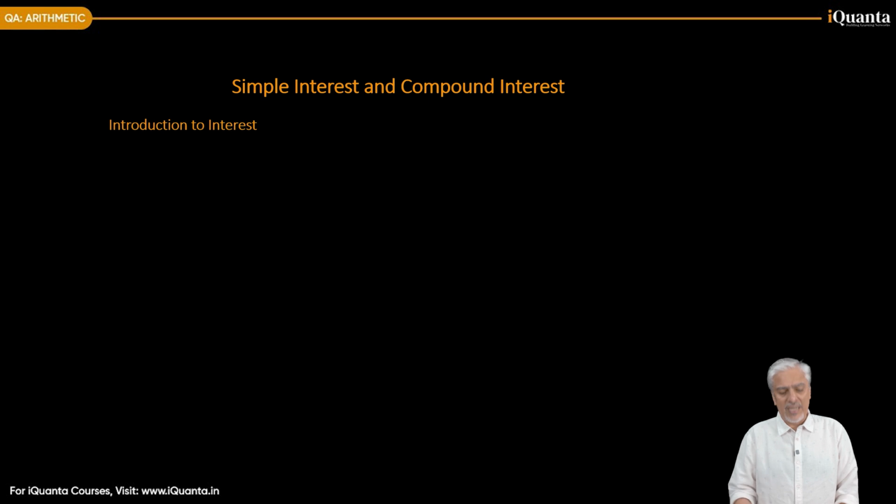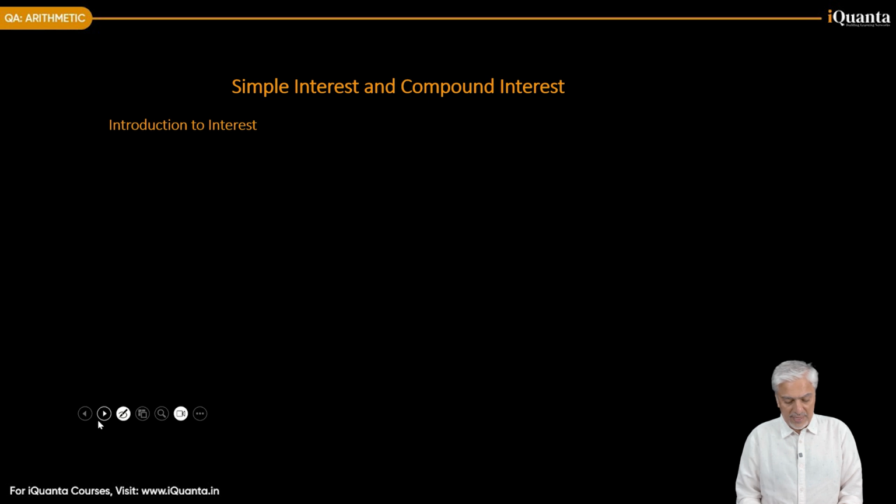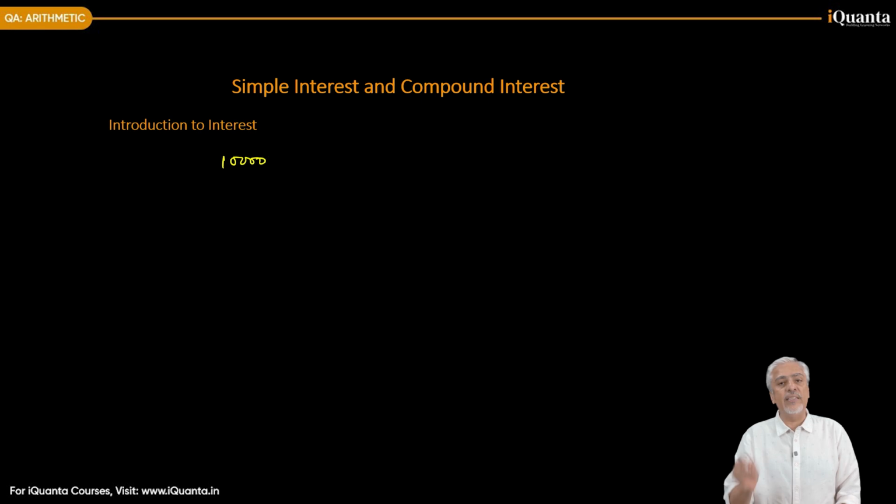So suppose I have 10,000 rupees, and I invest it at simple interest for 2 years at whatever rate, say 8%. In the first year, I will get some interest, I will get 8% of 10,000. Now, in simple interest, what happens?